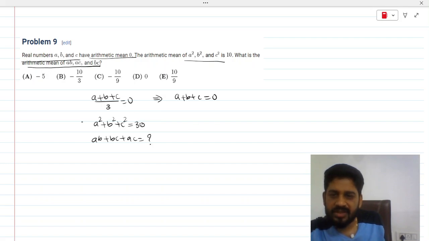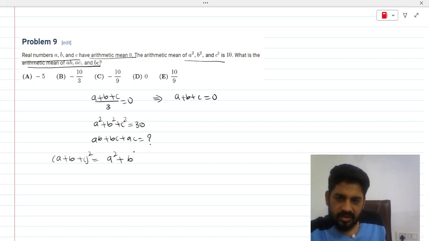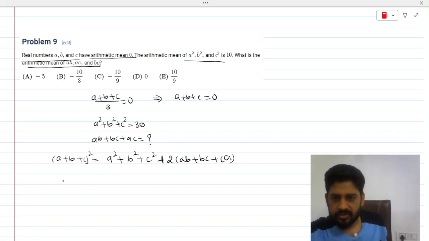Okay, so obviously if you have these two things, a plus b plus c and a square plus b square plus c square, and you want ab, bc, ca, you will be using (a plus b plus c) whole square. That is very obvious, you will be using that formula. So it becomes a square plus b square plus c square plus twice of (ab plus bc plus ca). It is positive here; if you transpose it, it becomes negative. Okay, so here a plus b plus c is 0, that is given, and a square plus b square plus c square is 30. So you will be getting the value of this thing.